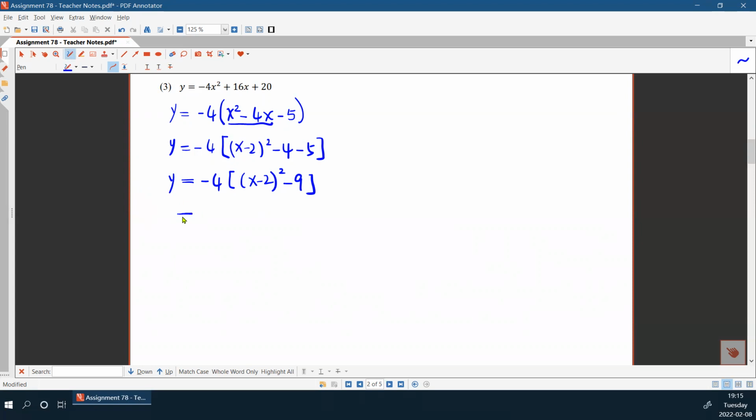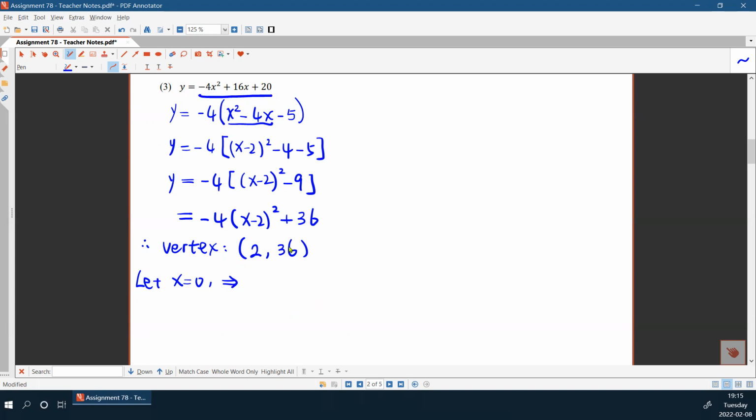And actually, we can use the equality symbol. Y equals -4 times (x minus 2) squared plus 36, right? And apparently, this is a vertex form. So the vertex has a coordinate of 2, 36. Then let's find its y-intercept. That means let x be 0 to find y, right? If x is 0, back to the original expression. If x is 0, apparently y is 20, right?